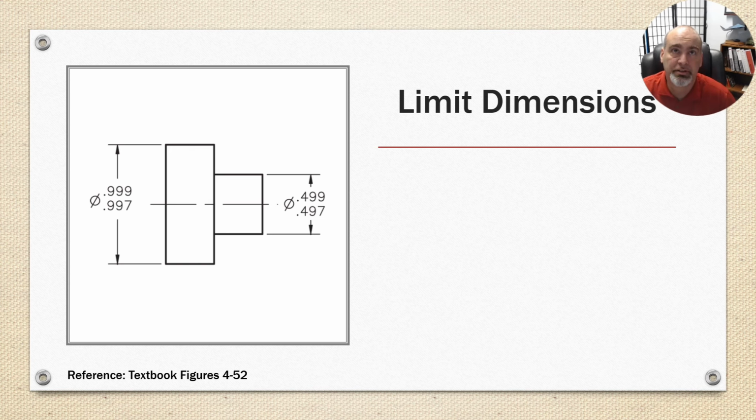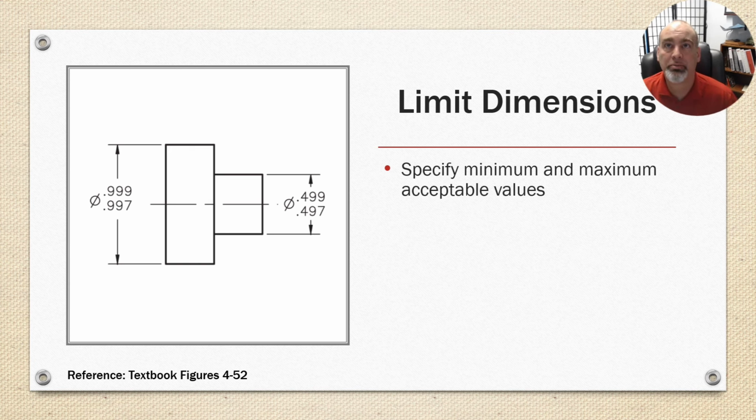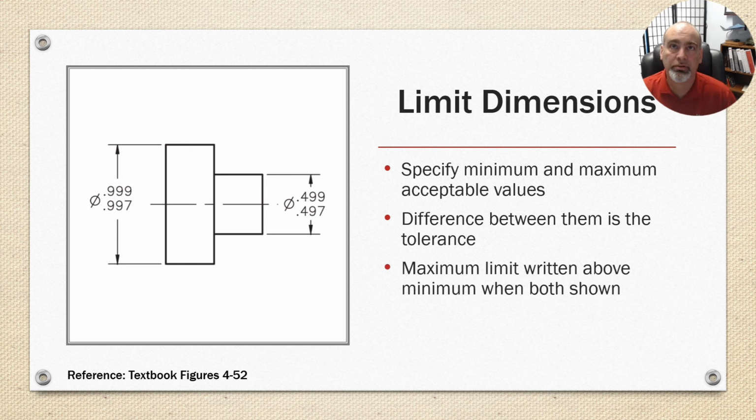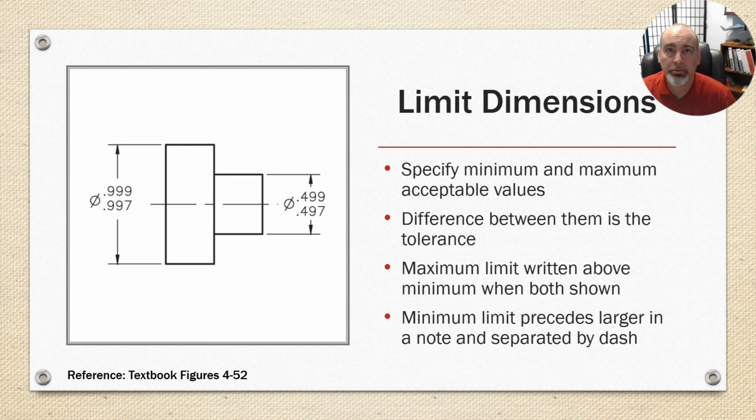Limit dimensions. They specify a minimum and maximum acceptable value with two numbers. The difference between them is the tolerance. The maximum limit is written above the minimum when both are shown. The minimum limit precedes the larger in a note and is separated by a dash.